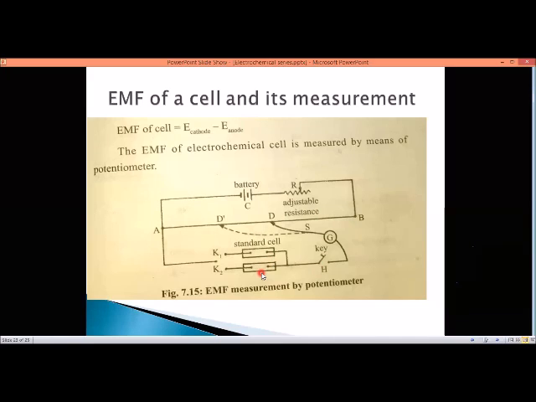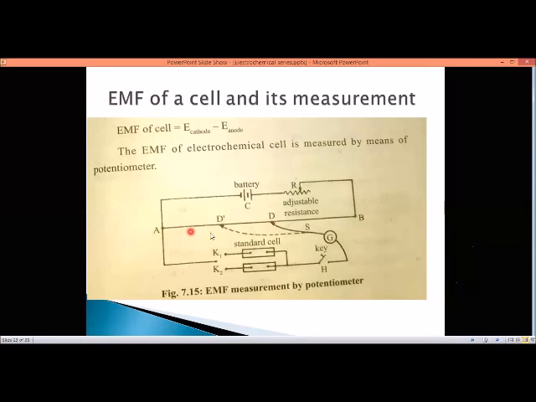Another one is the cell whose EMF you have to calculate. There are two keys, K1 and K2. For the first time, I will connect the K1. I will take this jockey stick and adjust it in such a way that there is no current in the galvanometer. Suppose the point is D.